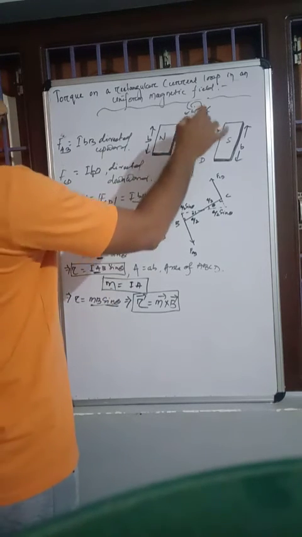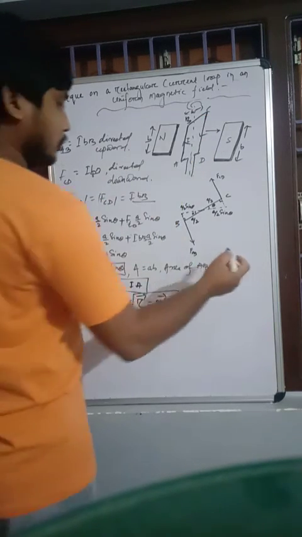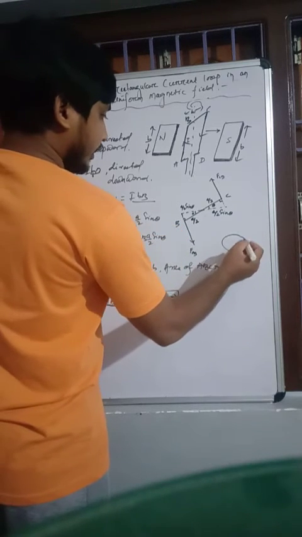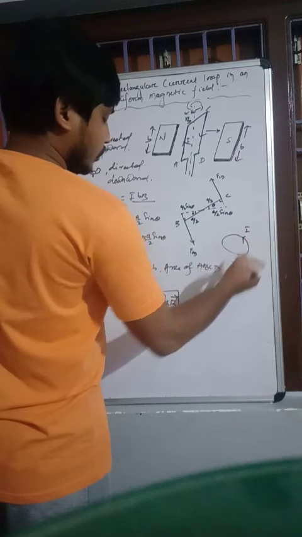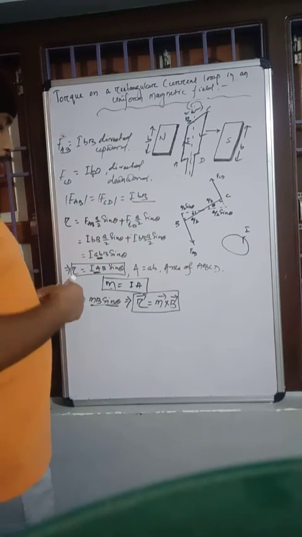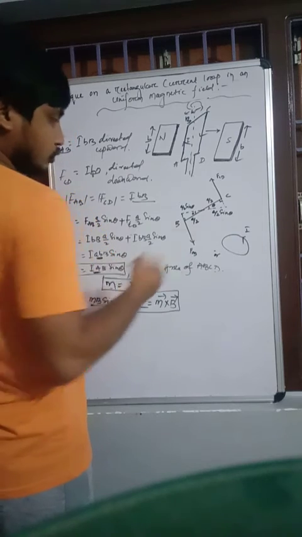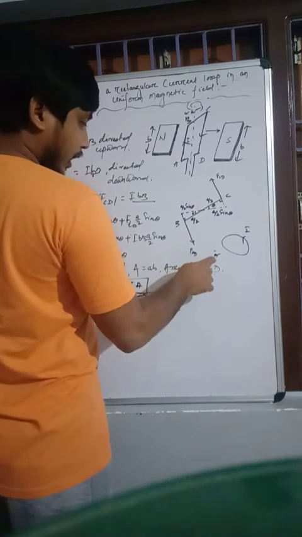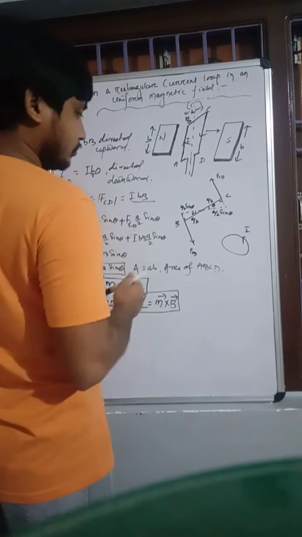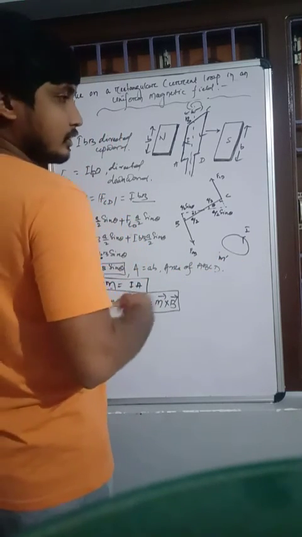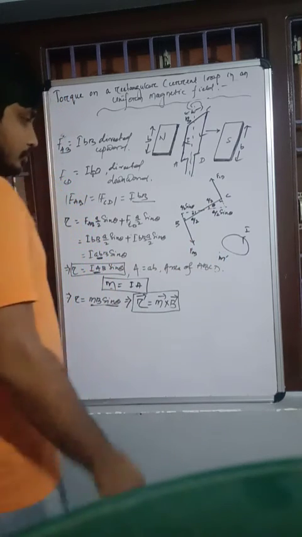To find the magnetic moment, suppose a circular loop is there in which current I is flowing. I wish to find the direction of this magnetic moment m for this loop. You just see that the direction of this magnetic moment m is always in the direction of the area vector.